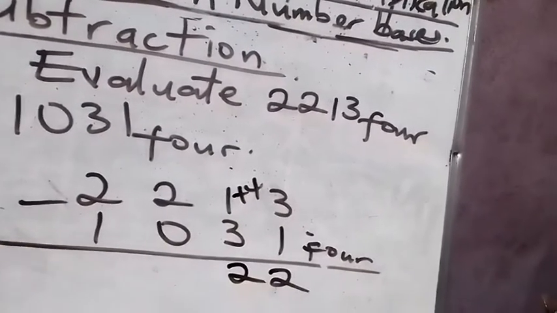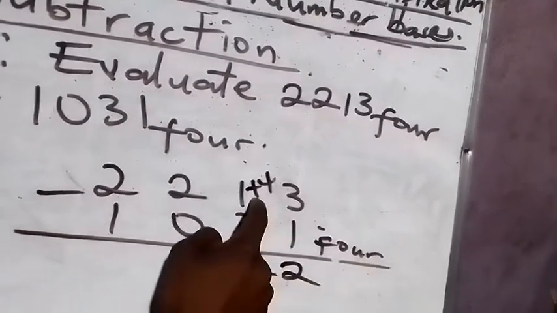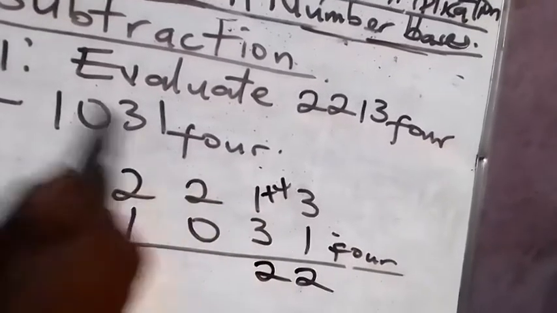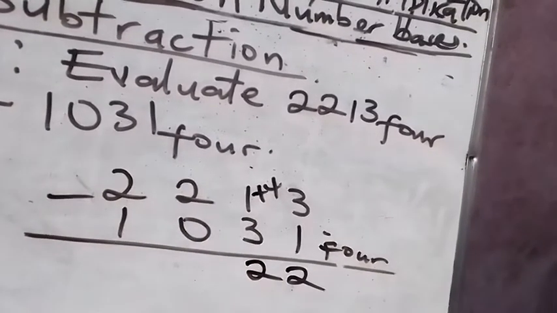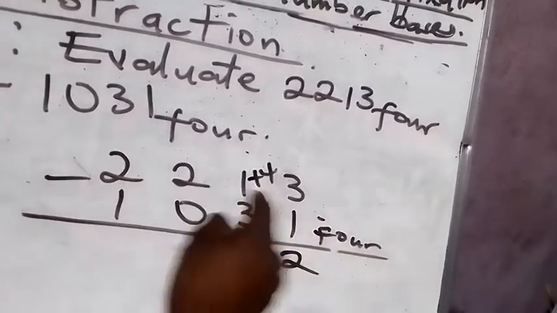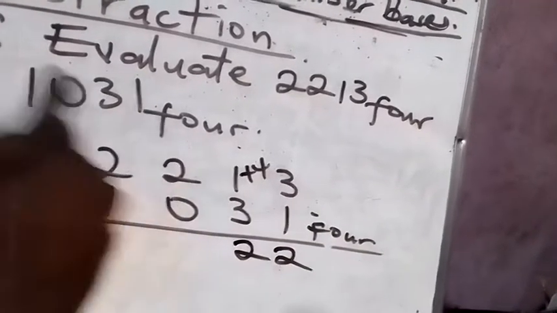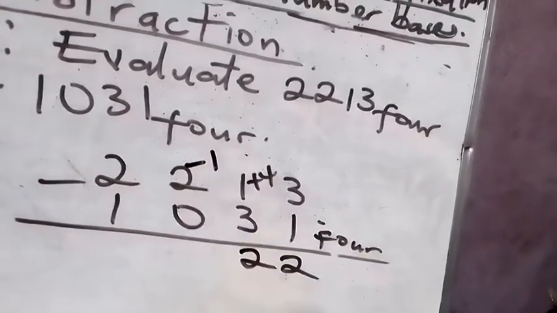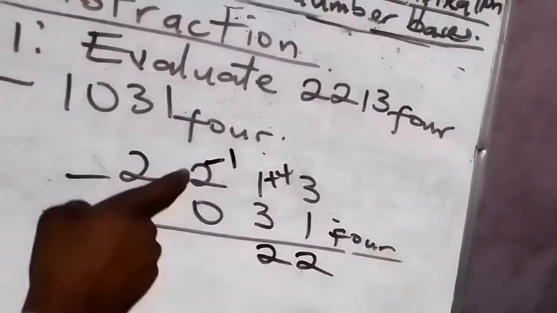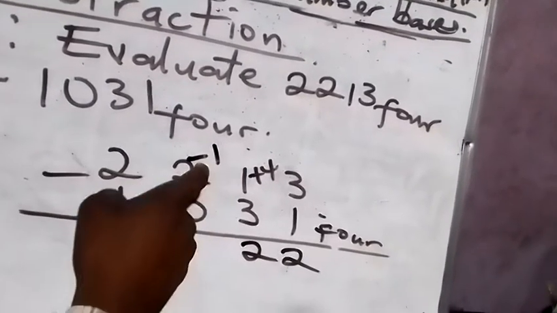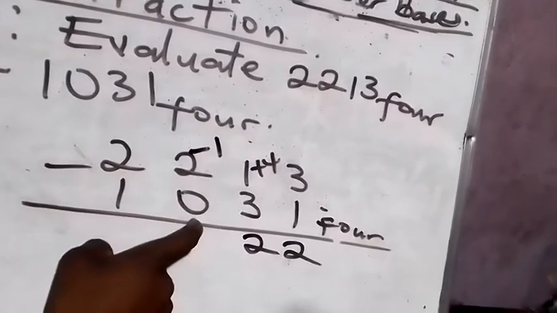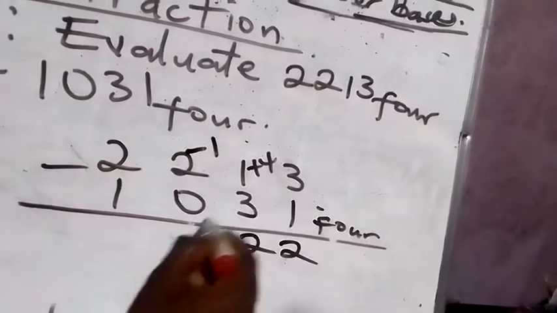But mind you, anytime you carry base, whatever is in front will be subtracted or reduced by 1. So if this one is reduced by 1, that means 2 minus 1, that is 1. It's going to remain 1. So 1 minus 0 is 1. It's possible. 1 minus 0 is possible.